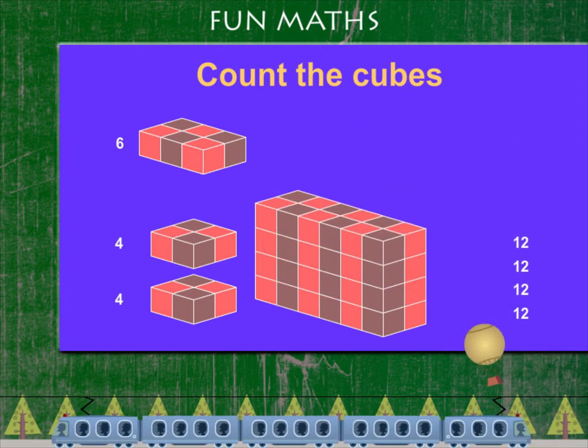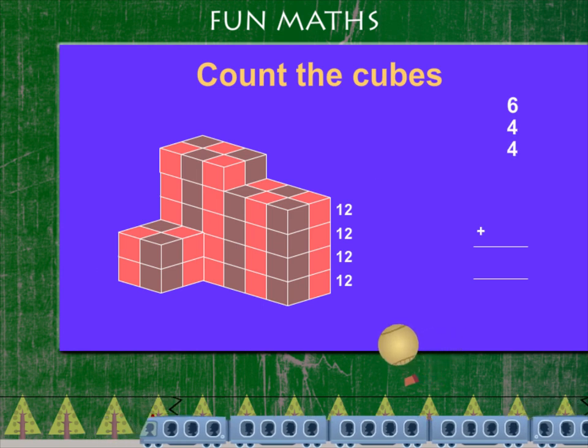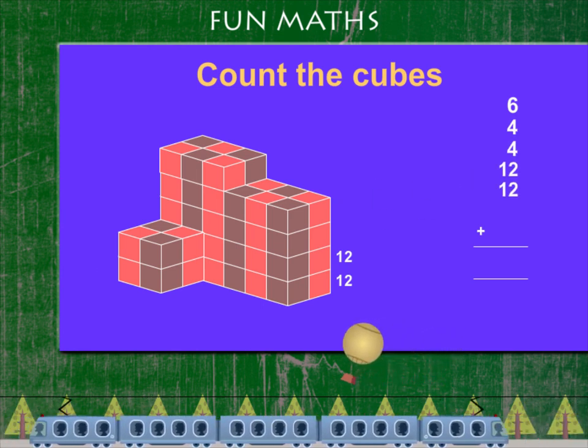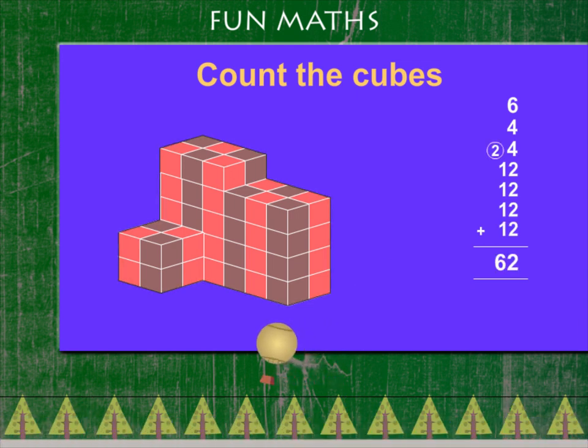The total is 6 plus 4 plus 4 plus 12 plus 12 plus 12 plus 12. This adds up to 62 cubical blocks.